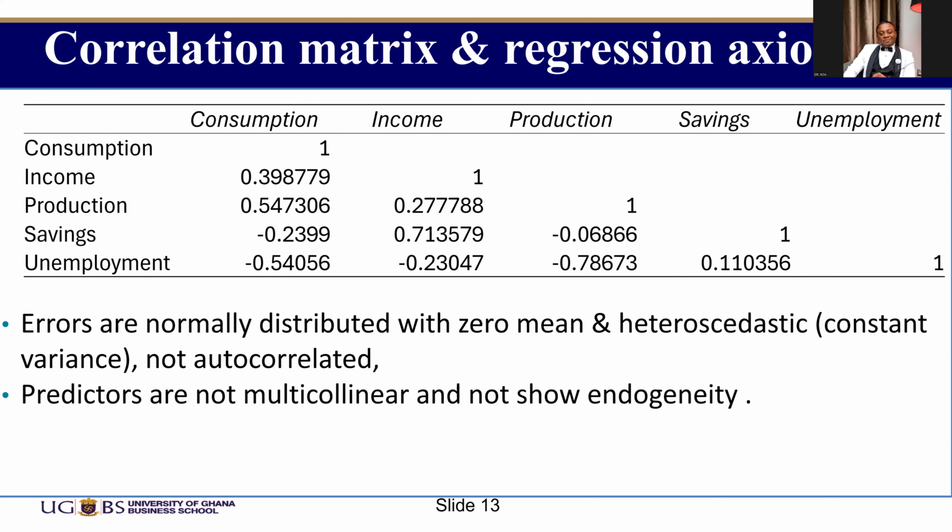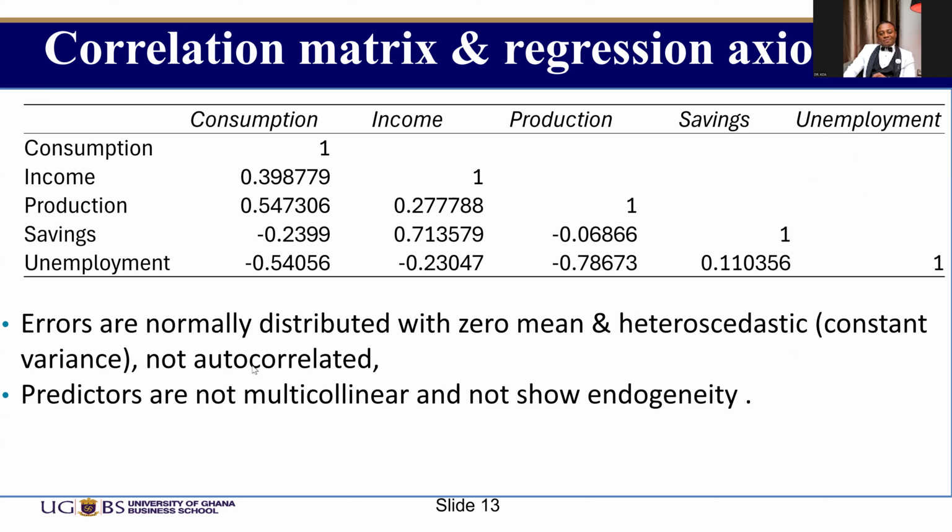There must be zero mean of the residuals, the errors. They must be heteroscedastic. Oh, watch this. The errors should be homoscedastic. I don't know why I wrote heteroscedastic, so please change this one. It's supposed to be homoscedastic. So the errors must be homoscedastic. Homoscedastic means that there's constant variance. Heteroscedastic rather means not constant variance. So they must be homoscedastic.